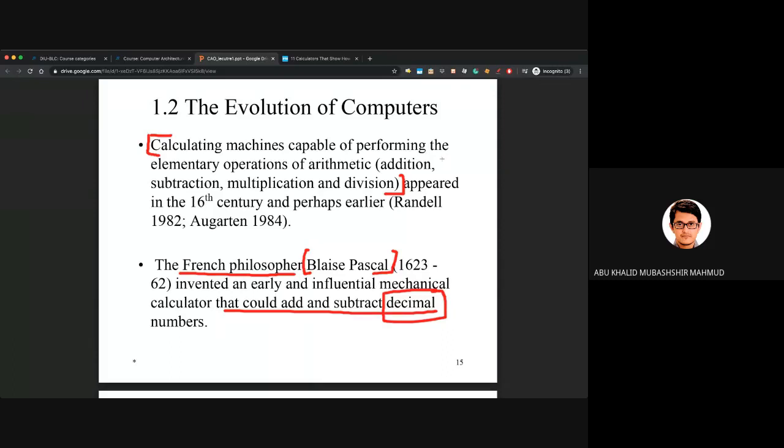Now, the first computer or calculator machine was able to perform only simple elementary operations, and the numbers that we used here were integers. That is, we did not have any decimal points and so on. But in the case of Blaise Pascal's influential mechanical calculator, we could do that.